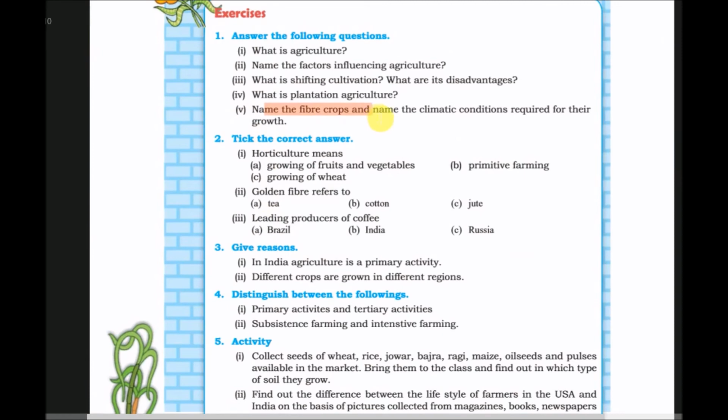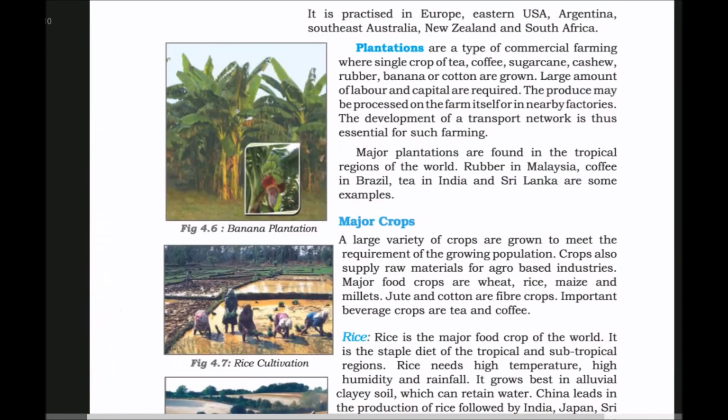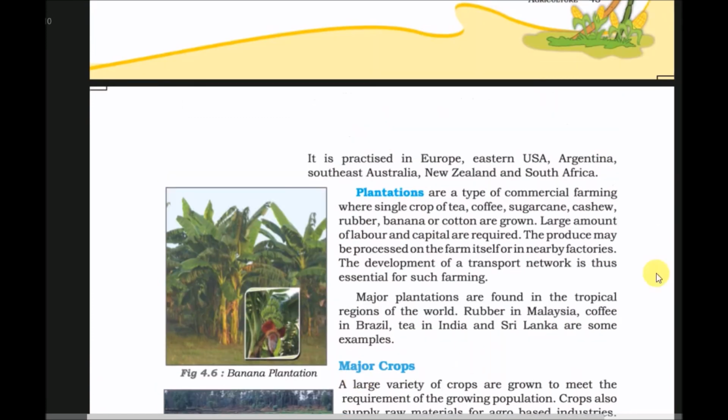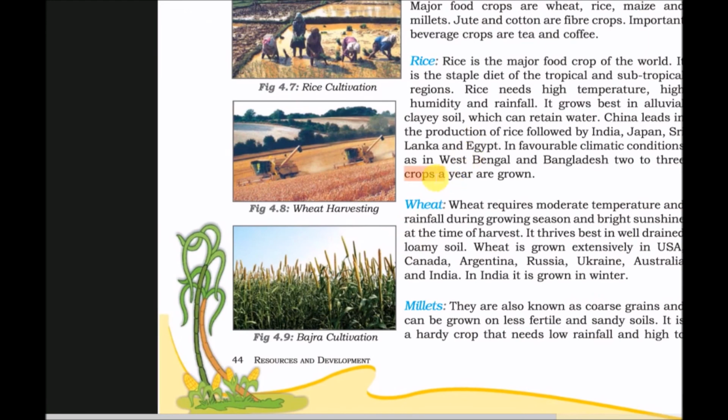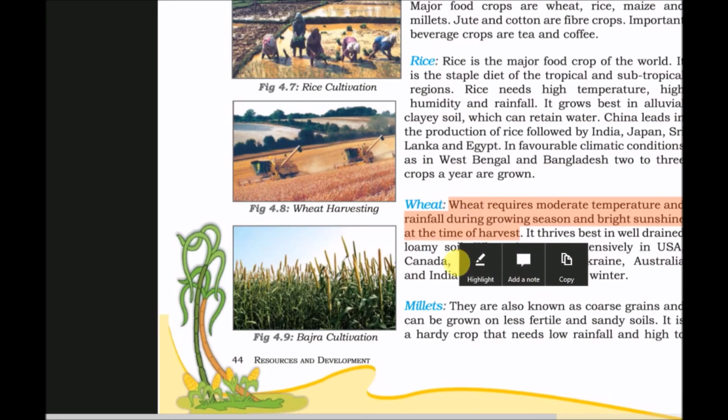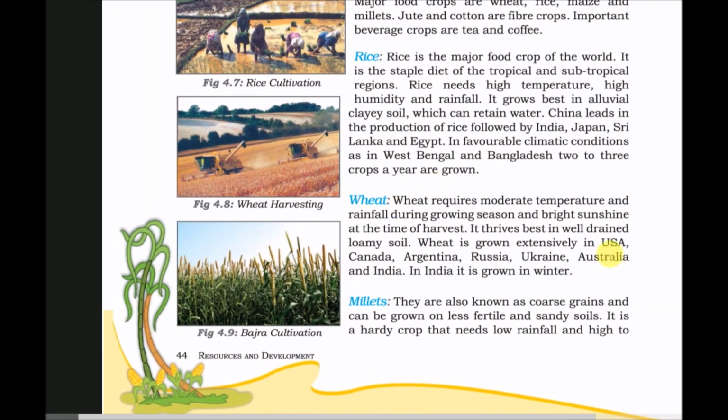Now name the fiber crops and name the climate conditions required for their growth. It is connected with this fourth question, so you can write it there. From there, you just have to write wheat, and then write moderate temperature and rainfall during the growing season and bright sunshine. So you have to write from here to there. It is important for you.